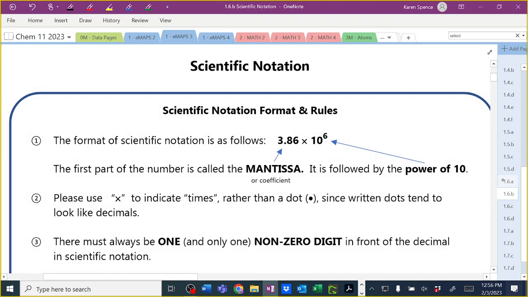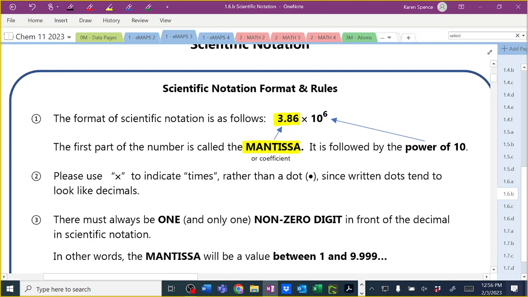Scientific notation is always written in the following format. You will always have a number at the start. That number is called the mantissa, or actually more commonly, it is called the coefficient. Okay? I just like the word mantissa, so I thought I would put it in there. But if you want to call it coefficient, that's good.